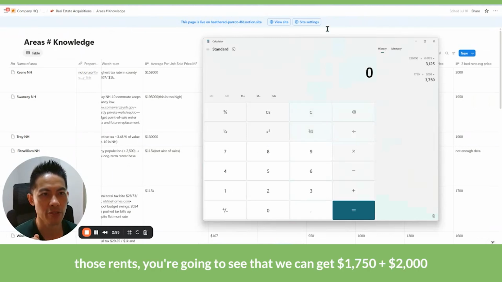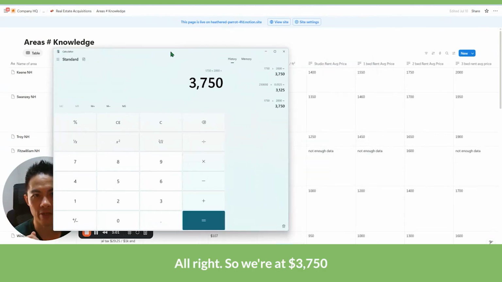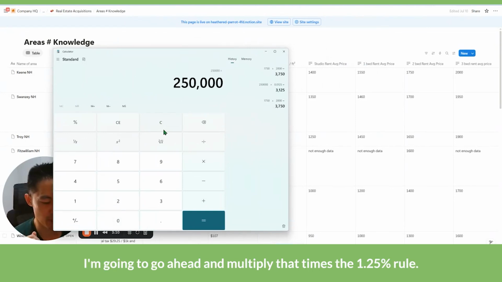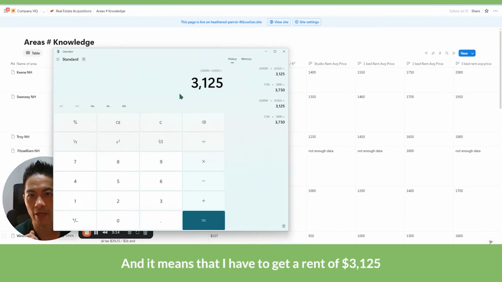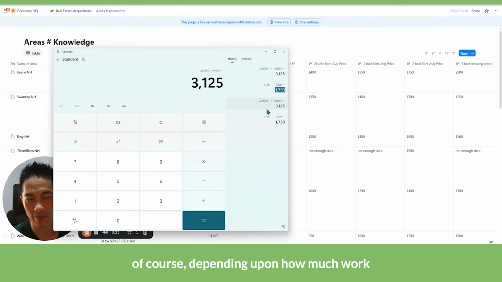Based upon those rents, you're going to see that we can get $1,750 plus $2,000. All right, so we're at $3,750. Now let's pretend that we had that property and they're willing to sell it at $250,000. I'm going to multiply that times the 1.25% rule, and it means that I have to get a rent of $3,125. Again, the potential rent could be $3,750, of course depending upon how much work and money I have to put into it.